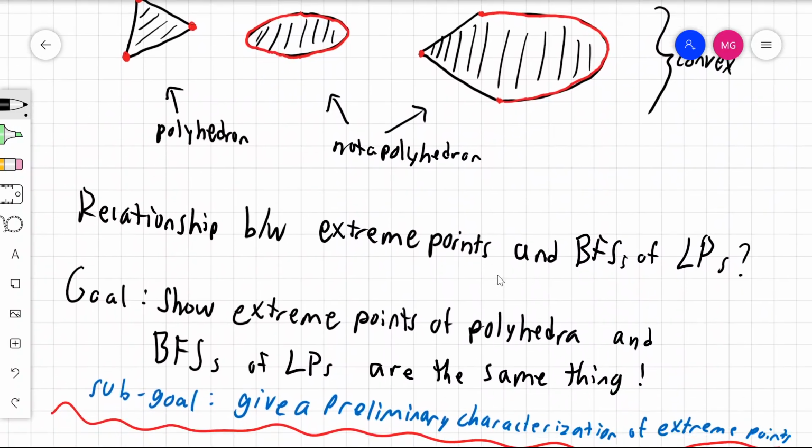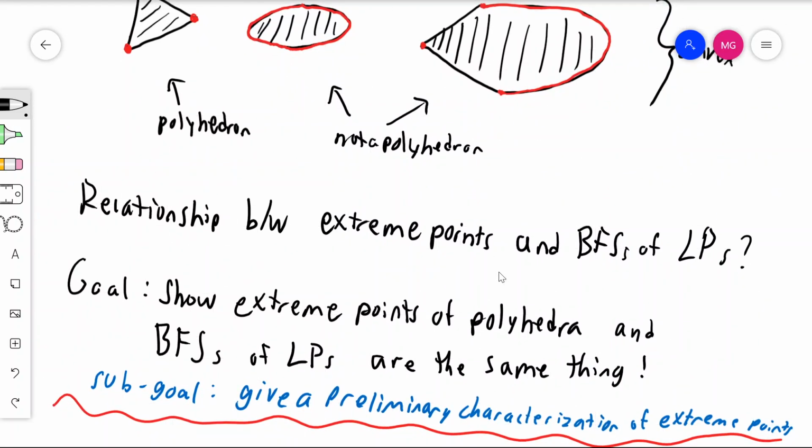Okay, so why do we care about extreme points? The question we're going to pose is: is there a relationship between extreme points and basic feasible solutions of linear programs? That's seemingly coming out of nowhere. Why would there be a relationship here? But in fact, there is a relationship, and it's very strong.